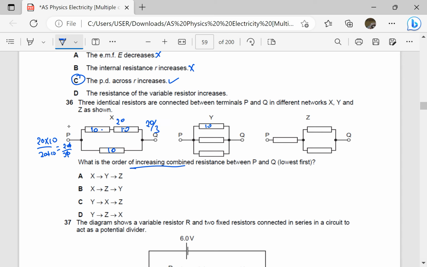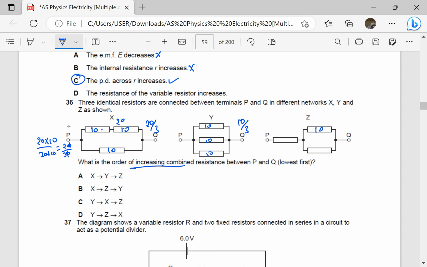So I'm using 10, remember? Because these are in parallel, I will get 1 over 10 plus 1 over 10 plus 1 over 10. Then I get the reciprocal. So it will be 10 over 3. Because it's 1 over 10 three times, I get the reciprocal to be 10 over 3.